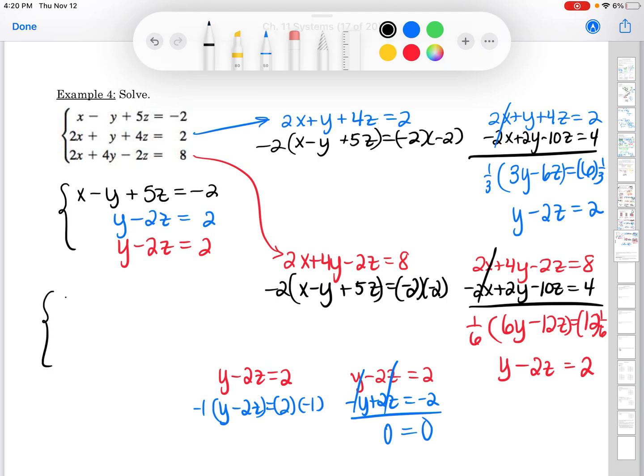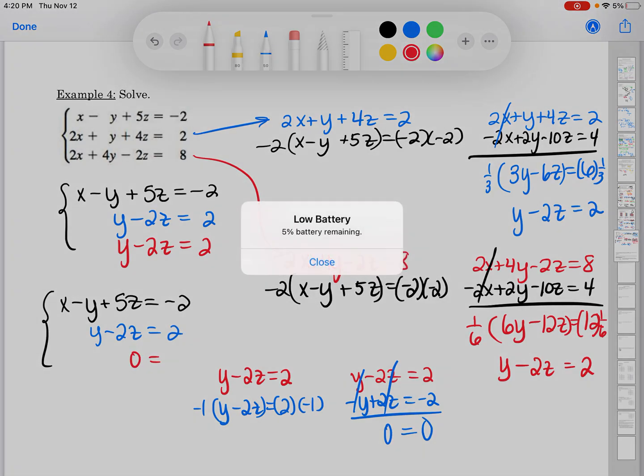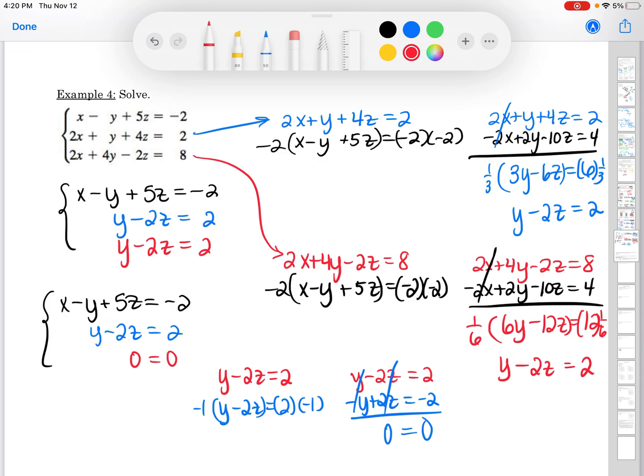So my system looks like x minus y plus 5z is equal to negative 2, y minus 2z is equal to positive 2, and 0 is equal to 0. So if we get this, where we're down to no variable there, we would have said that there were infinitely many solutions, but we can be a little bit more specific than this. Okay, so we know that there are infinitely many solutions, and that's not wrong, but we can be more specific.